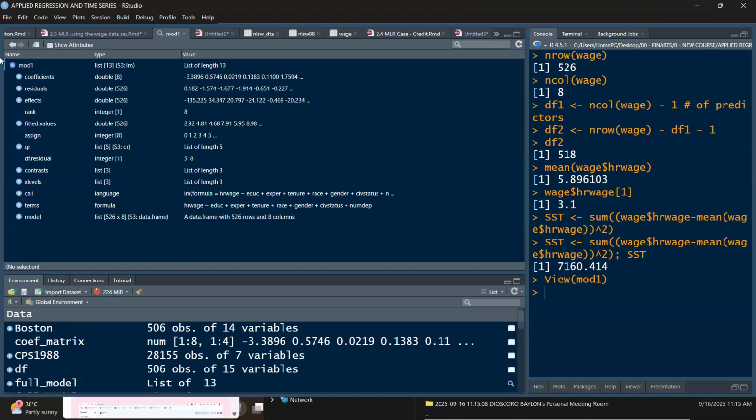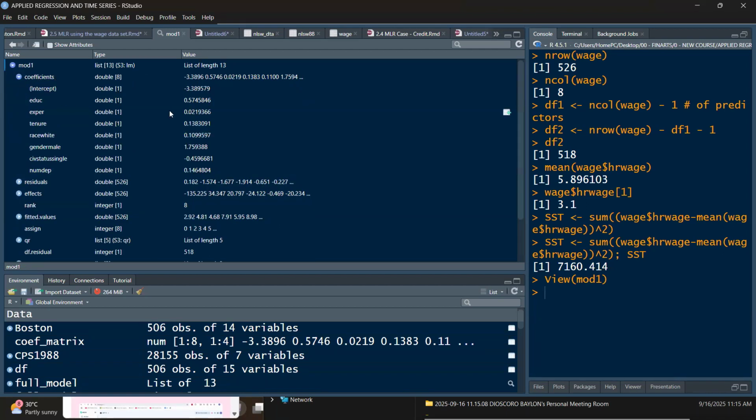Here you have your coefficients, 7 all in all, because we have 7 predictors. We also have here our residuals. The residuals, and then the predicted values are here. May question ba?